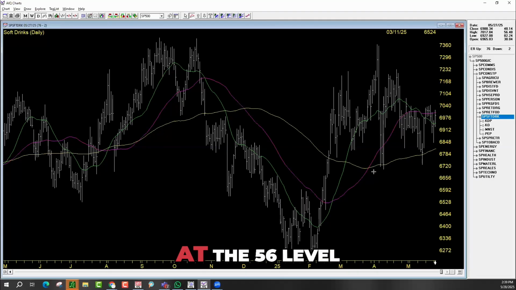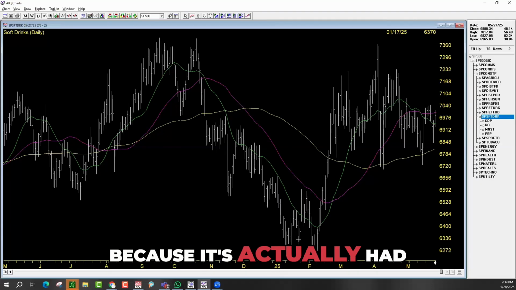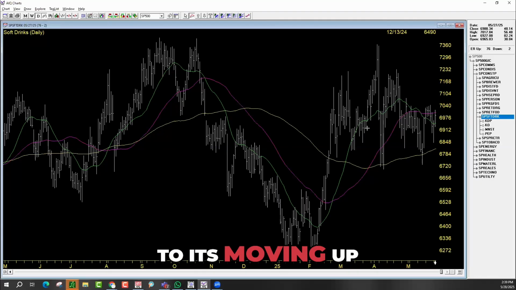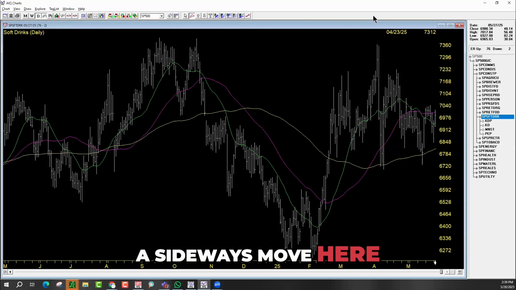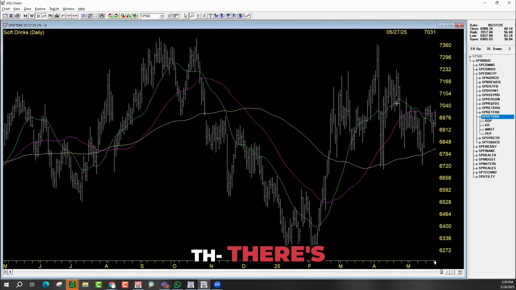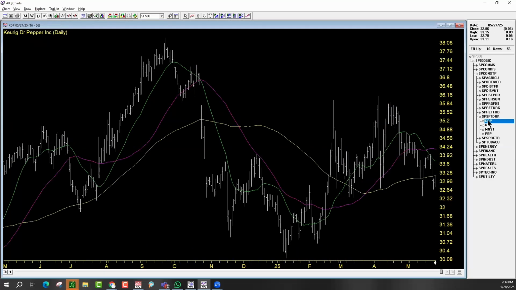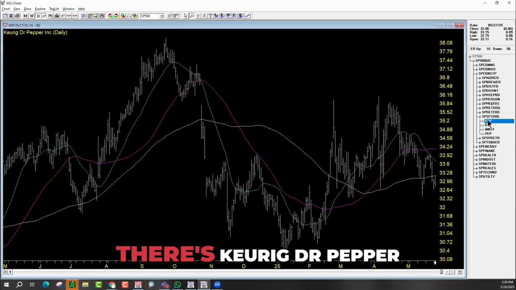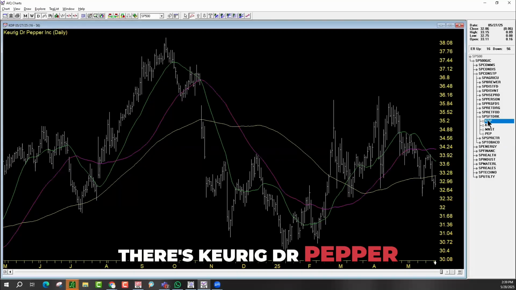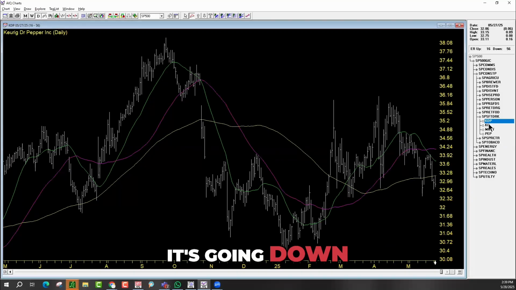So soft drinks, this is why it's at the 56 level, because it actually had a great start to its moving up, but it's kind of got itself lost in a sideways move here. Almost like there's nothing happening within this period here. A quick look down in the stocks may give us a similar view. There's Keurig Dr. Pepper. Looks to me like it's going down.